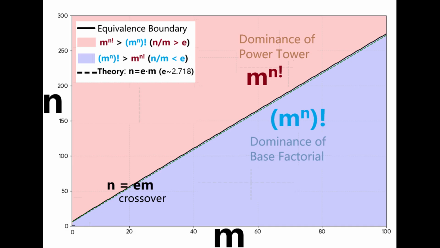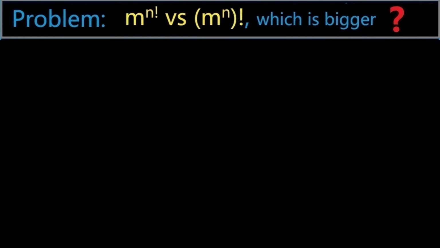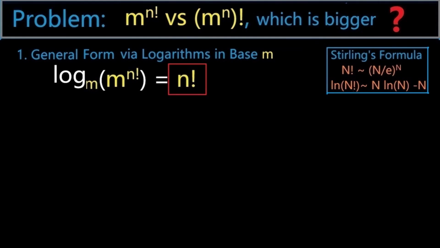The secret lies in the underlying growth rates of these functions. These numbers are so massive, we can't even count their digits directly. We have to use logarithms, and a special mathematical tool called Stirling's approximation. Let's break it down. To compare m to the power of n factorial, and the factorial of m to the power of n, we take the logarithm of both. This allows us to compare their exponents more easily.